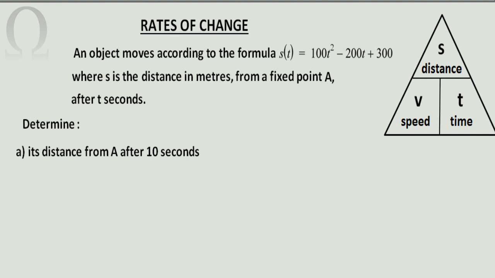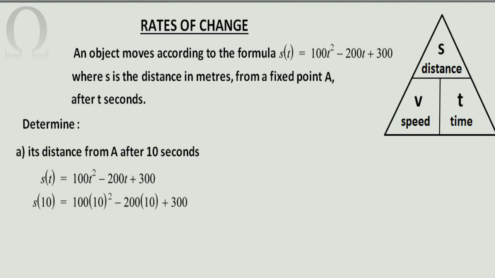The distance from point A that the object is, at any time t seconds, is given by s(t) = 100t² - 200t + 300. After 10 seconds, the object will be 8,300 meters from point A.